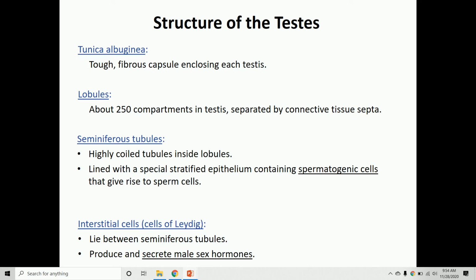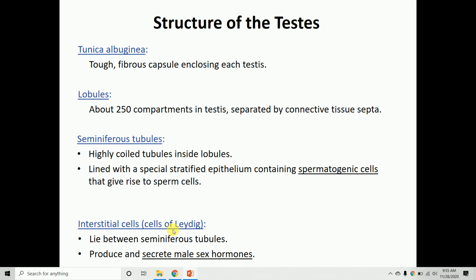These seminiferous tubules are lined by a very specific kind of epithelium with cells known as the spermatogenic cells. These spermatogenic cells are going to end up making sperm. In between the seminiferous tubules, there are interstitial cells. Those are known as the interstitial cells of Leydig, and those are the cells that produce the male sex hormones.